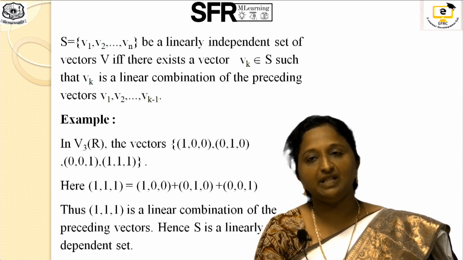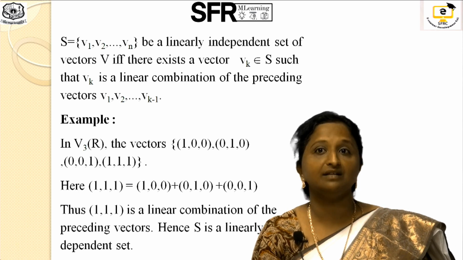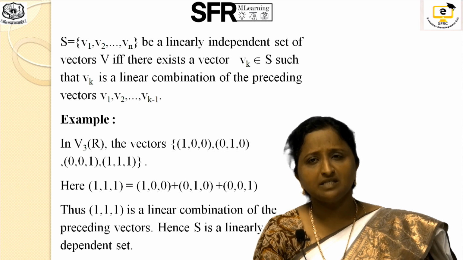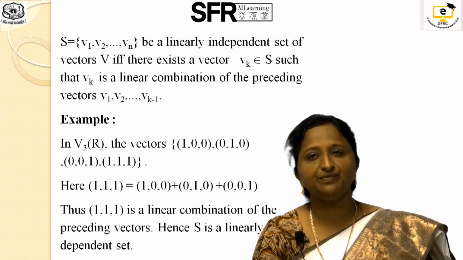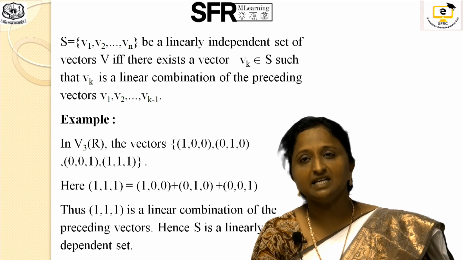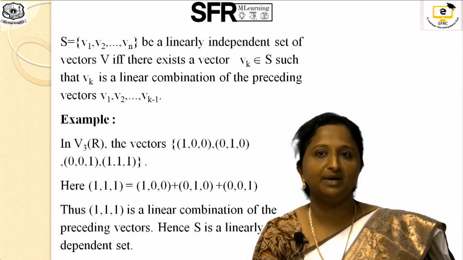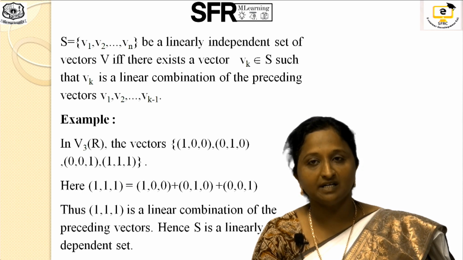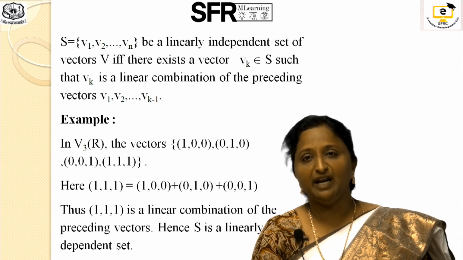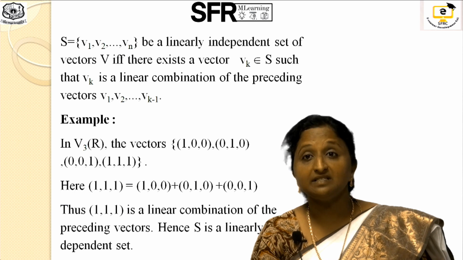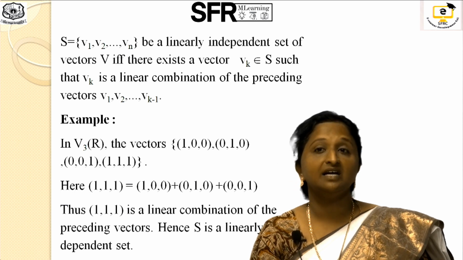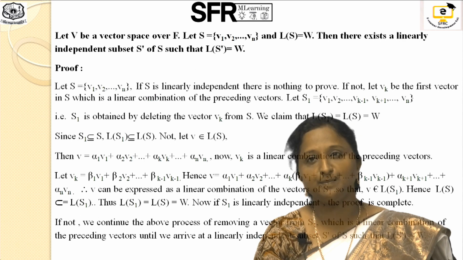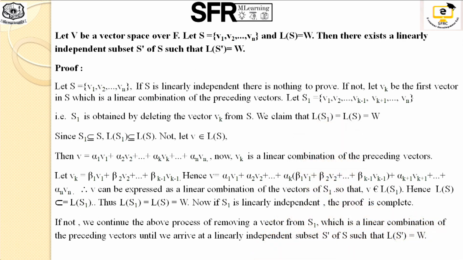If I am taking the vector space V3 of R, I am taking 3 vectors. In those vectors, I am taking one more vector, (1, 1, 1). We can say that (1, 1, 1) is a linear combination of the preceding vectors. So easily we can prove that (1, 1, 1) is a linear combination of the preceding vectors given in V3 of R. Hence S is a linearly dependent set. If any one vector can be expressed as a linear combination of the preceding vectors, then definitely the subset is a linearly dependent set.